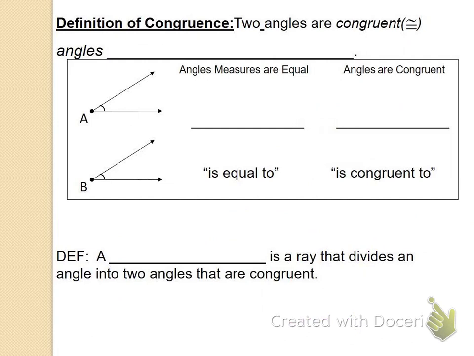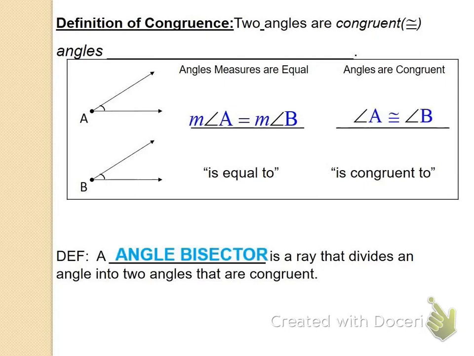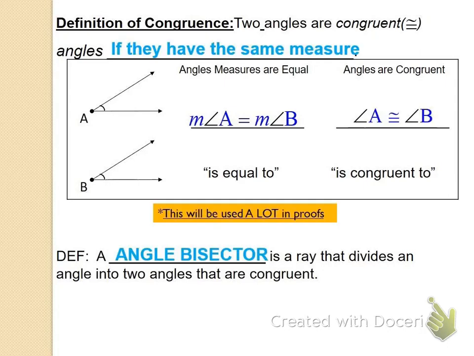Since angles have measures, it introduces the idea that angles could also be congruent, right? If two angles are going to be congruent, they're going to have the same measure. Just like segments, if they have the same measure, they're going to be congruent. So again, geometry exists in two different worlds: the numerical world and the figure world.